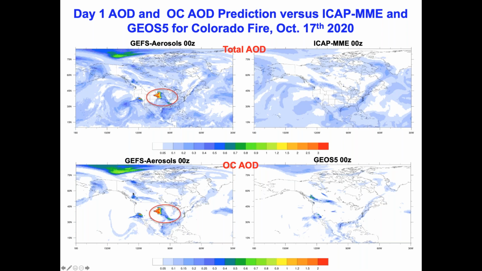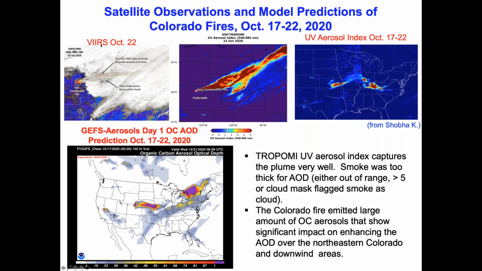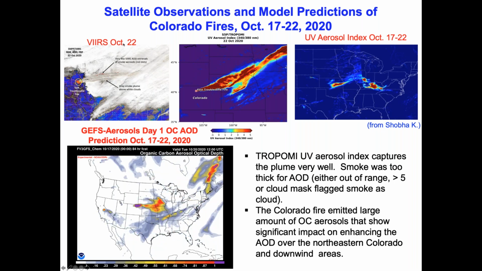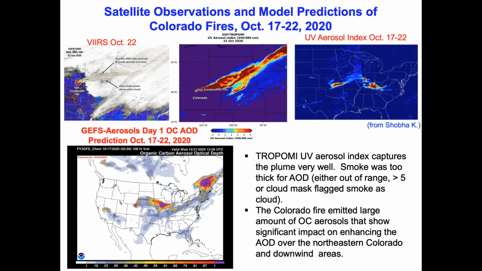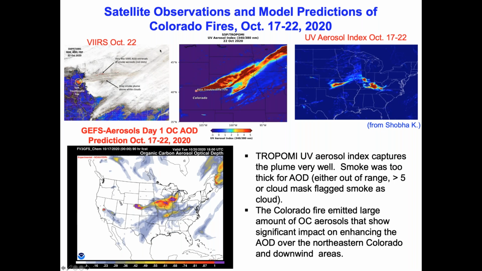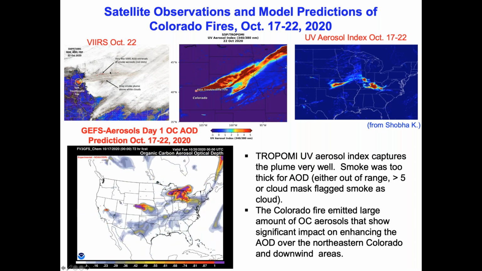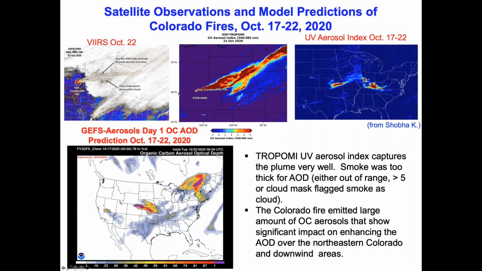So what about the observation? Let's look at some satellite images. Here is the VIIRS image on October 22nd, several days after the Colorado fire. We can see a gray smoke plume above the white cloud over broad areas from the Colorado fires, but only a few AOD retrievals of smoke aerosols, those red dots. That is because the smoke was too thick for the AOD retrievals, out of the range, for instance larger than 5, or the cloud mask flagged smoke as cloud.